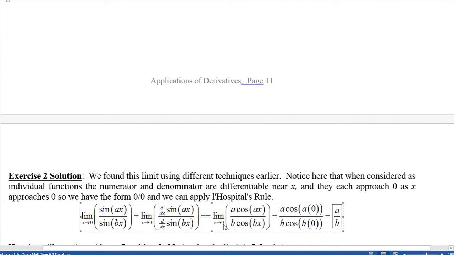Now, when we take the limit as x goes to 0, these are continuous. The whole thing's a continuous function now, so we can just plug in 0. a times 0 is 0, cosine of 0 is 1, so the numerator is a. And similarly, b times 0 is 0, cosine of 0 is 1, times b is b for the denominator. And so this limit turns out to be just a over b.